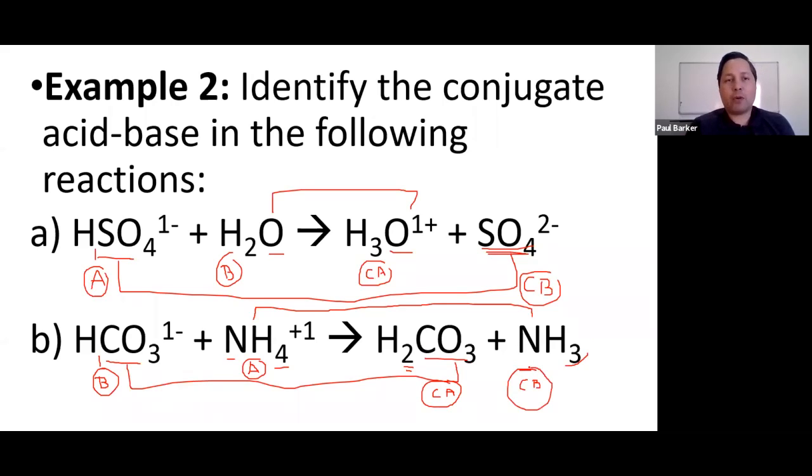All right, so that is the process of figuring out who are the acids and who are the bases, and who are the conjugate acid and base pairs. Again, acids and bases are always on the left side of the reaction, and the conjugate acid and conjugate base are always on the right-hand side.